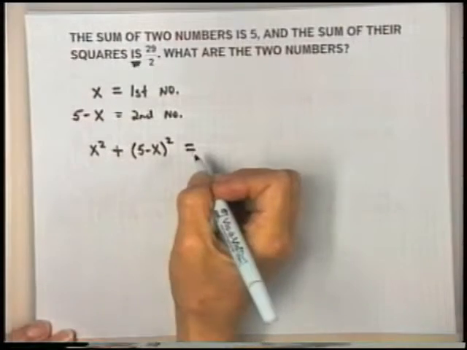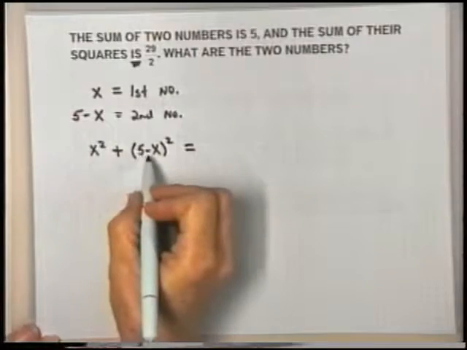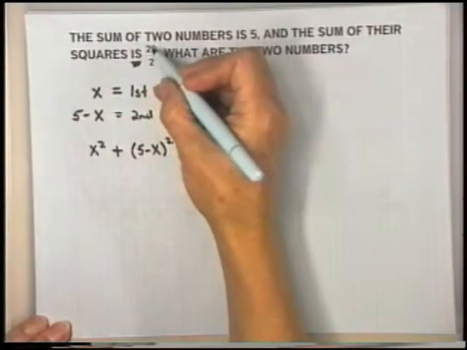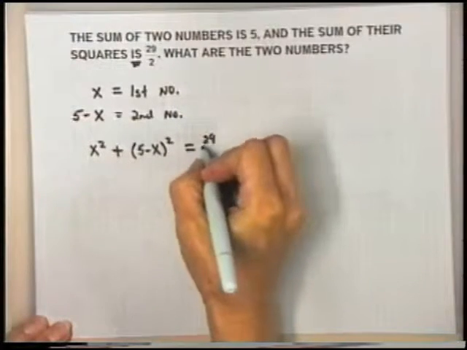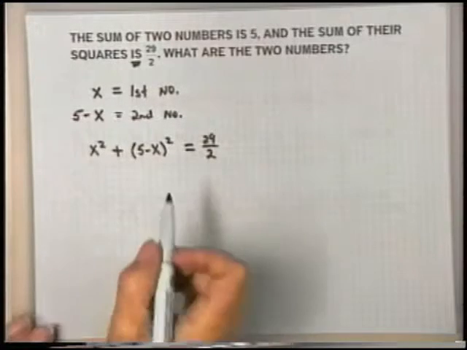That is or equals something. I have the sum of the squares of these two numbers. Now, it says it is or equals 29 halves, so I'll write 29 halves on the other side. Now, looking at this equation, if we're going to solve it, the first step would be to remove the parentheses.